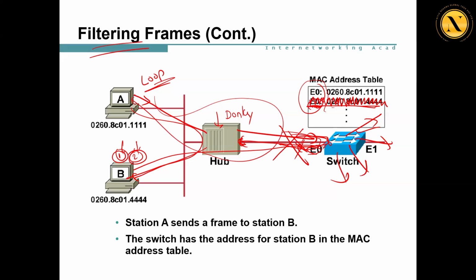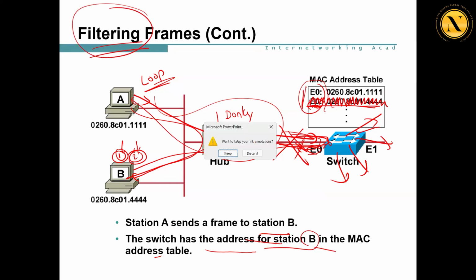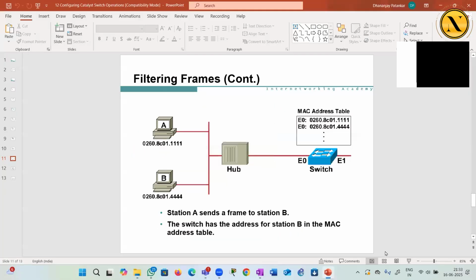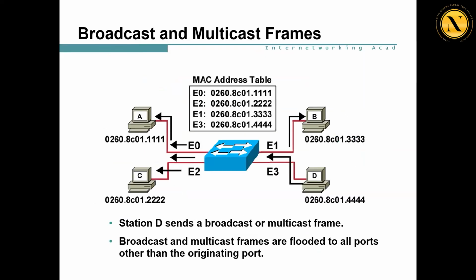Okay. So now both the logics are clear. Switch A sends a frame to B. The switch knows the MAC address for B. So it will do what? Both are on the same port, so it will drop it. Good. So now, of course, if anybody sends a broadcast or a multicast, it will just flood it. So if D sends a broadcast or a multicast, it will receive on this port and just make Xerox copies and give it to everybody else. That's it.